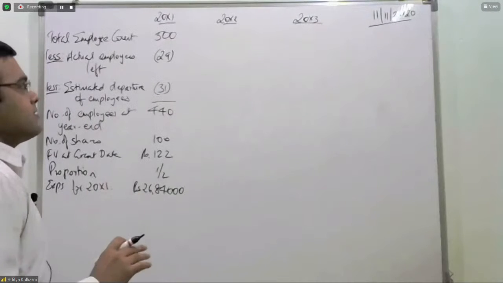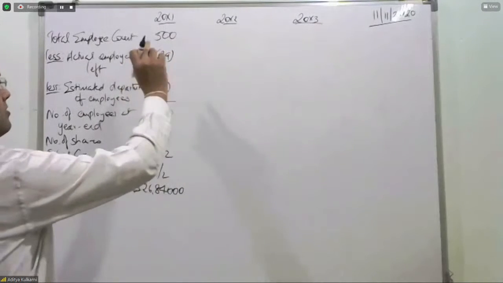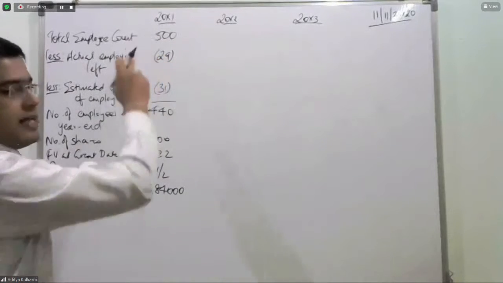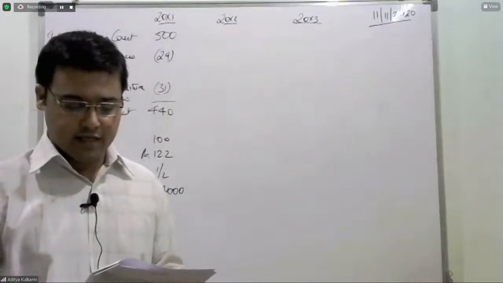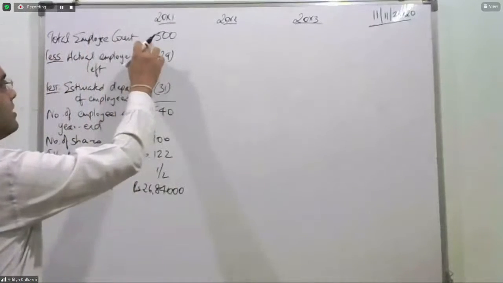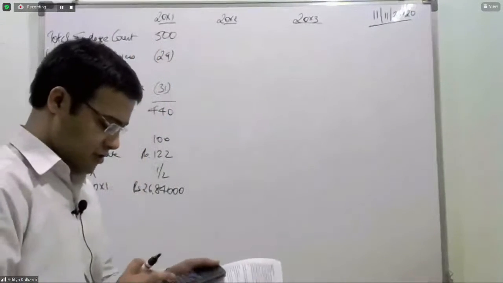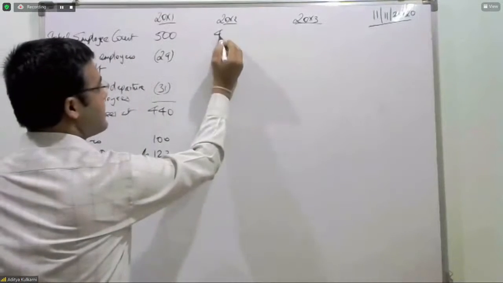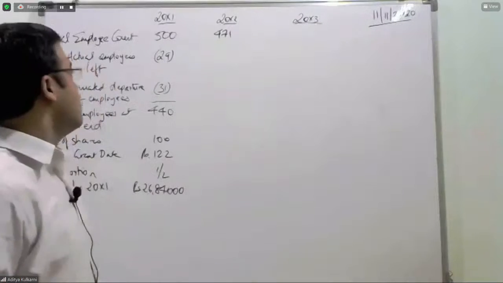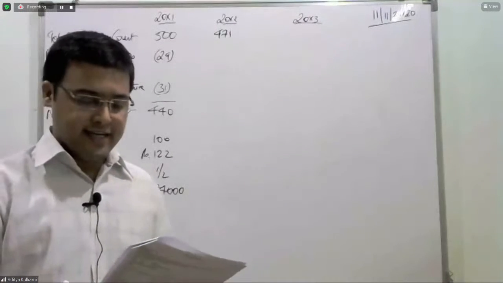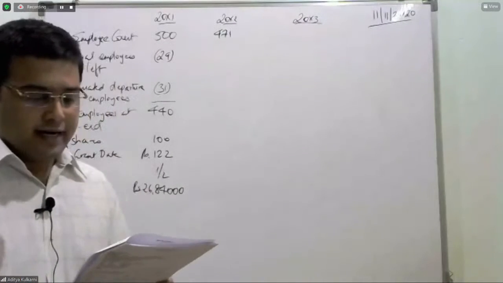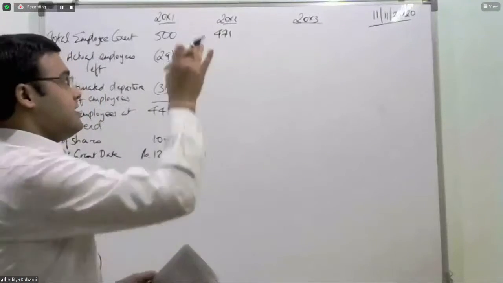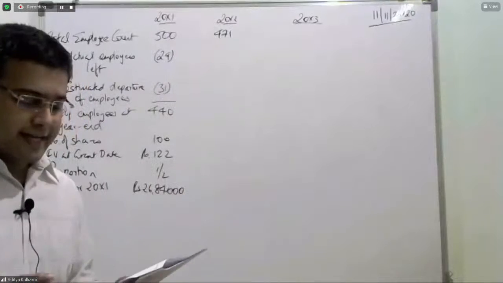Second period, now you can think of it like this. 500 was the employees that were there at the beginning of the year. Out of 500, 29 had already left. So you can take it as 500 minus 29. So at the beginning of the year, you had 471 employees in employment at the beginning of 20x2.